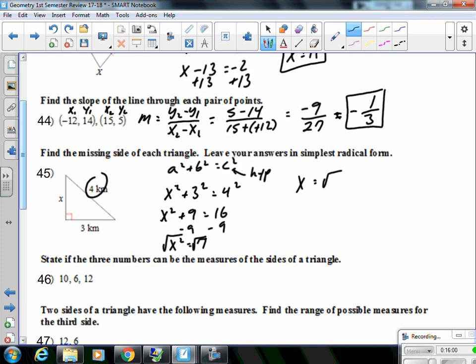So our x is going to be the square root of 7, which is as simple as we can take that radical, because 7 does not have a square factor. Its only factors are 1 and 7.